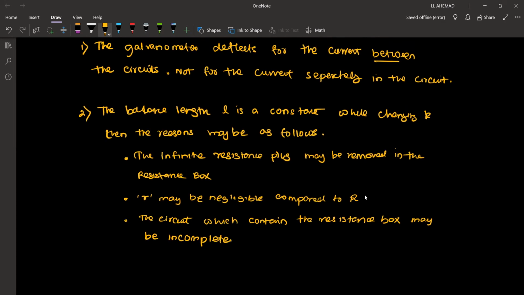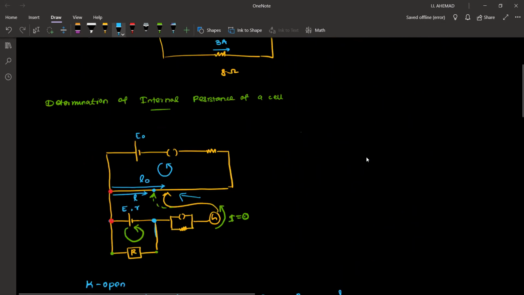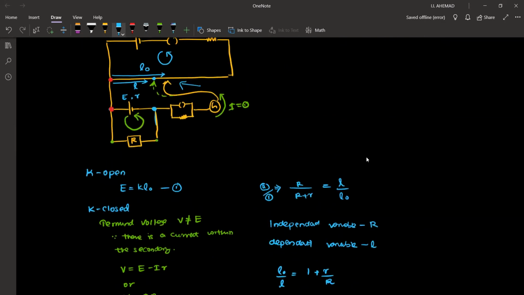So let's look at this. The third point, the circuit which contains the resistance box may be incomplete. So it is just like keeping this switch open. If you keep the switch open over here, obviously this part is not in the circuit. Therefore, it is just like you are having only the battery. Then the balance length will be the same balance length L0. It won't change whether you change R.